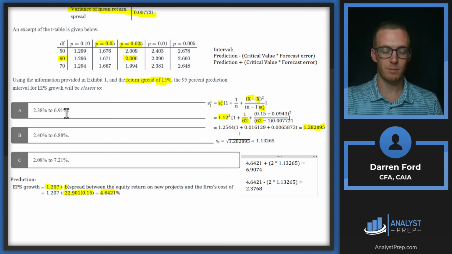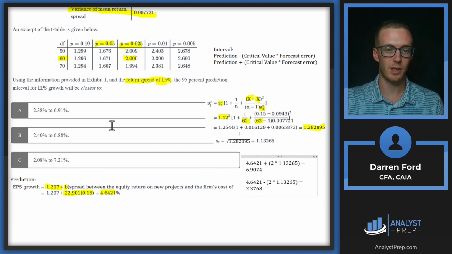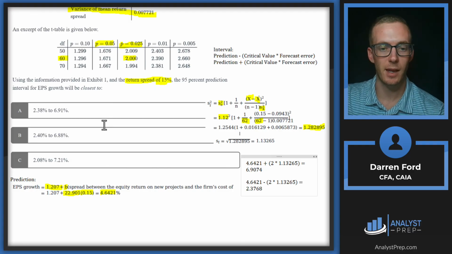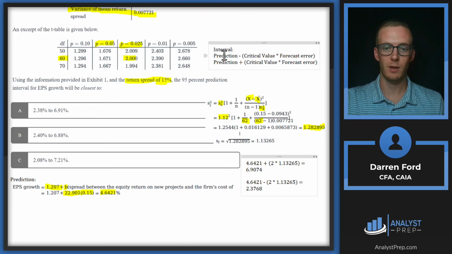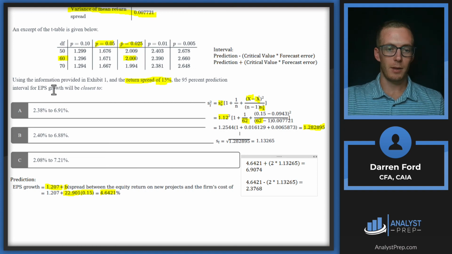And just to throw this out there, this is probably a much longer question than you would have to do on the exam. It's definitely good for understanding the formulas and where all the variables come from, but this would take way too long, and they would probably give you one of these variables. They might give you the forecast error on the exam, and then you just have to figure out the prediction and the critical value. But yeah, long-winded way to get to answer A.